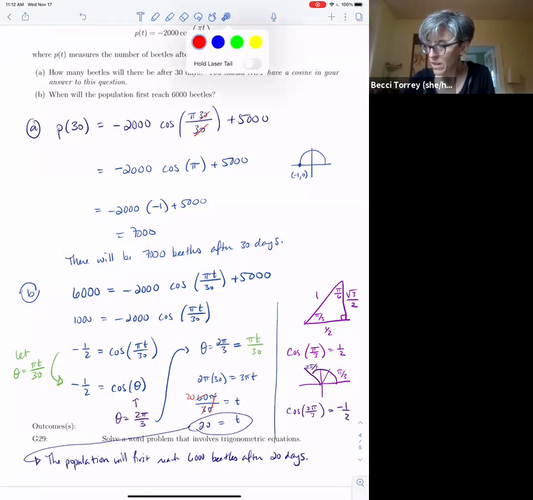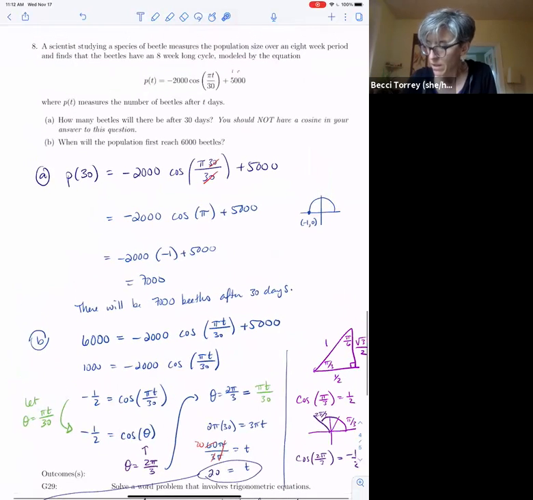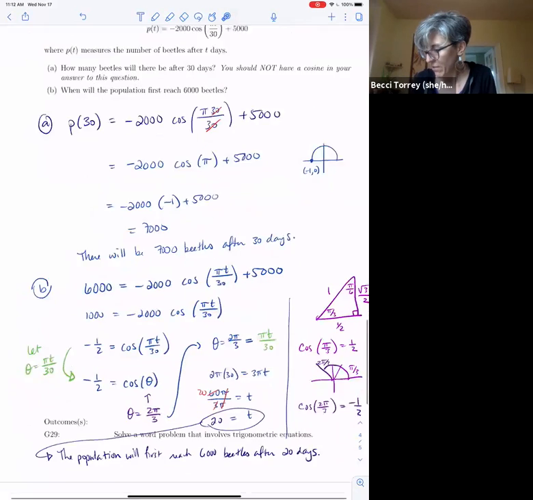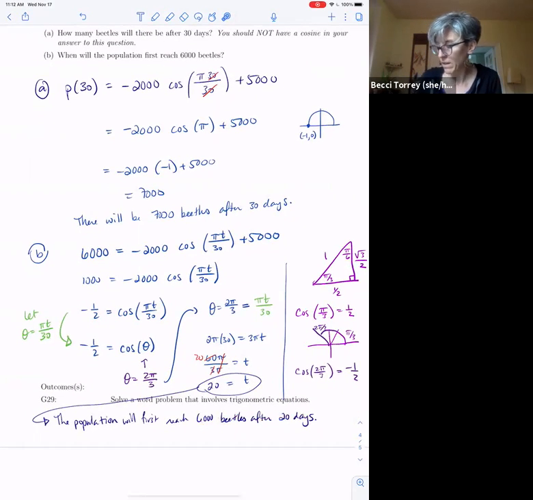So we started out, if our t is 0, cosine of 0 is 1, so 5,000 minus 2,000 would be 3,000 beetles. We already answered in part A that after 30 days, we have 7,000 beetles. So somewhere in between, from 3,000 to 7,000, after 20 days, we're going to get 6,000 beetles. So that seems to be making sense, which is good.